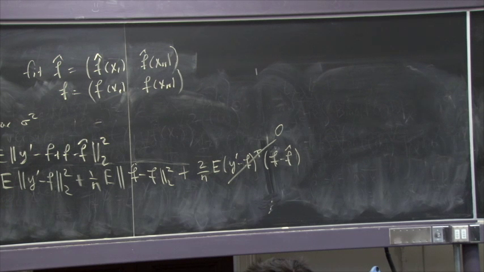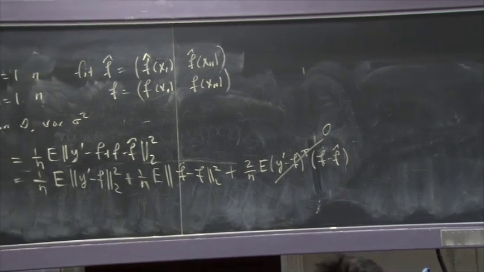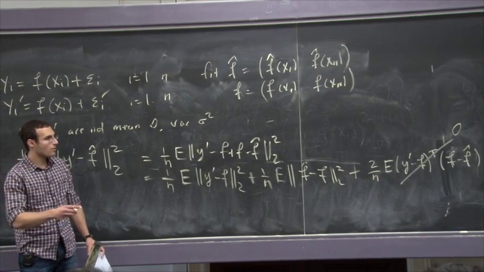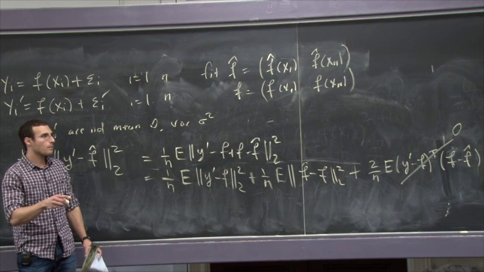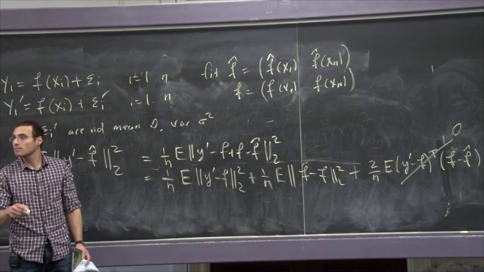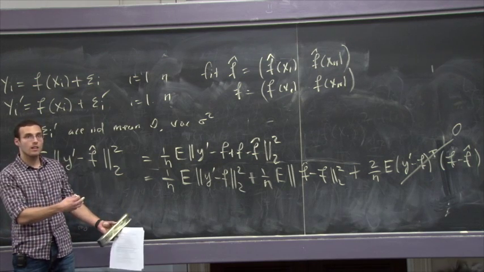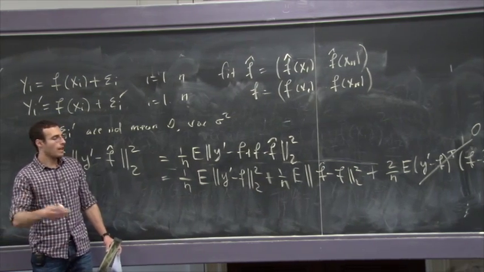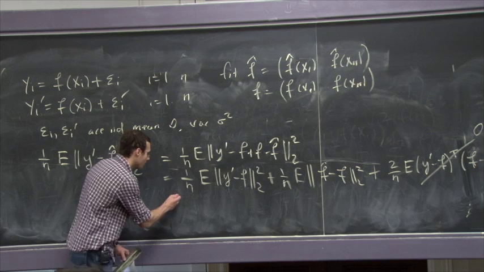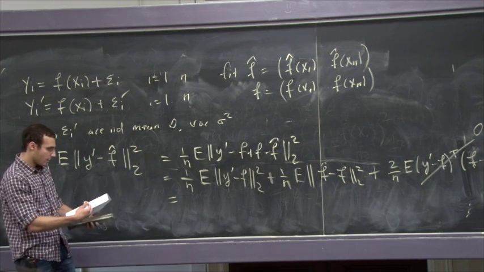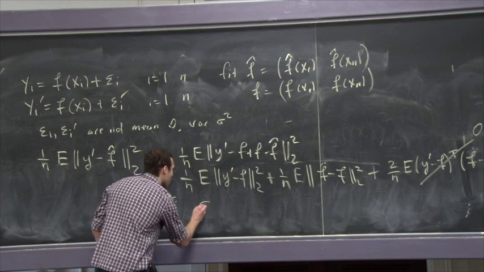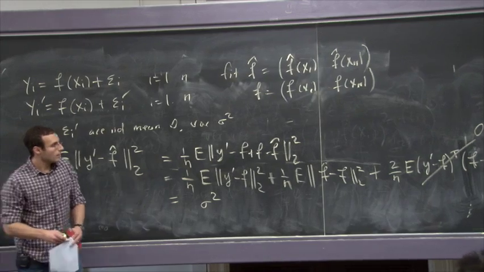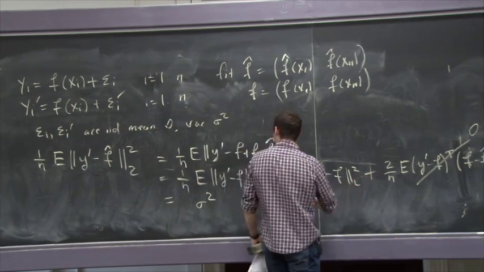What is this here? Expected value of y prime minus f squared, summed up over the n components. So this is the sum of the expected value of y prime minus f of xi squared, right? But f of xi is the mean of yi prime. So it's the sum of n random variables around their mean squared. So it's just going to be sigma squared, right? Because I have the 1 over n in front. All right. How about this term now? So this term 0, that term sigma squared.